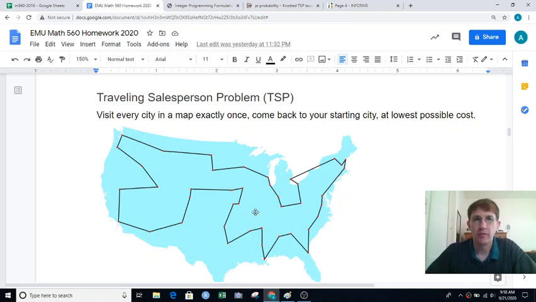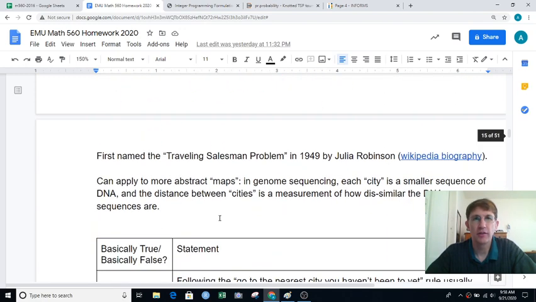So here's, I think, 49 large cities in the US. This tour was done 50 years ago or so. So this is what a solution typically looks like. This was first named the Traveling Salesman Problem in 1949 by Julia Robinson, who's a famous mathematician. You could go read about her. It had been worked on before that, but it wasn't called the Traveling Salesman or Salesperson Problem. It was called the Hamiltonian Path Problem.